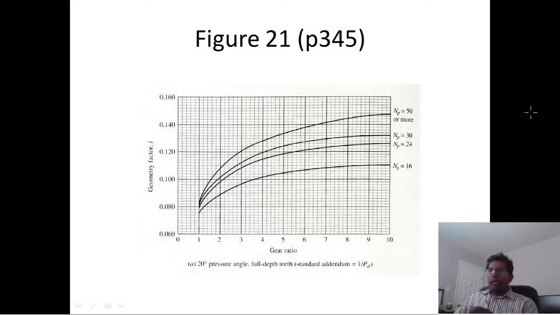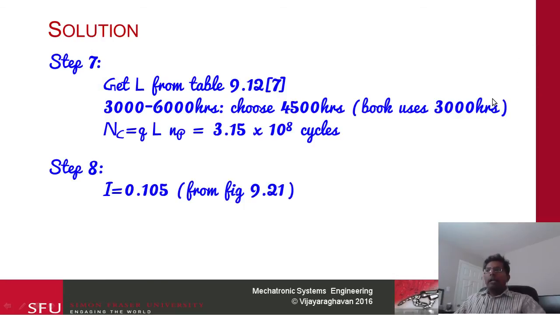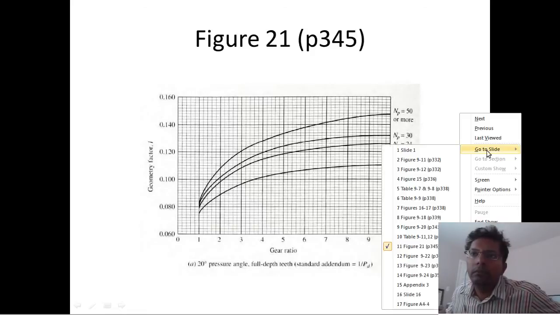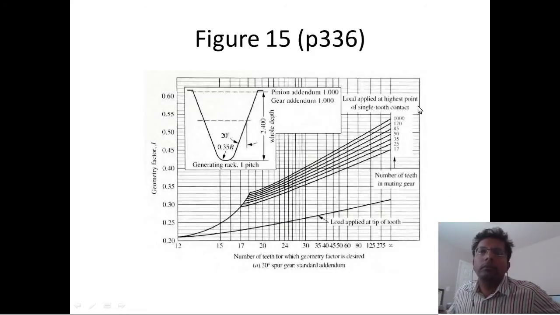The next value we're going to calculate is J. This comes from figure 9.15. This one is slightly more complicated. I only have the figure for a 20-degree pressure angle. For this, the number of teeth in the pinion is important again. So this is 17, 18, 19. We had 18 teeth, so we're going to pick this line.